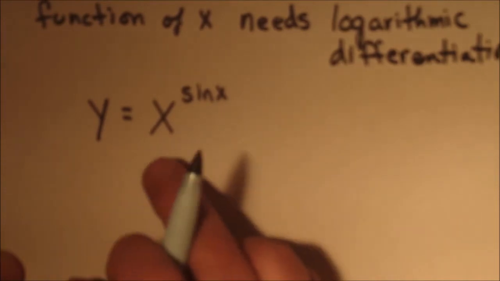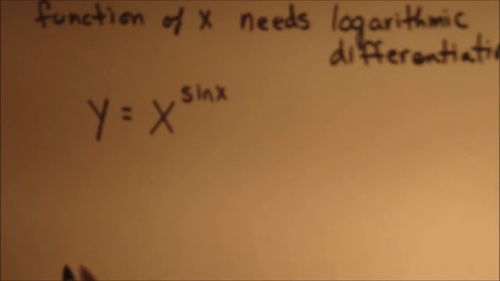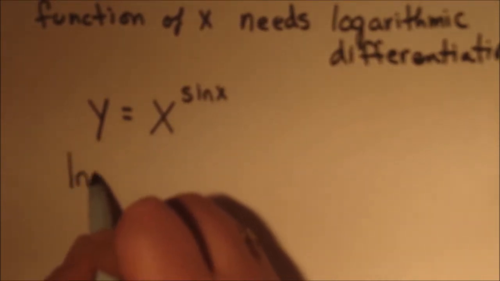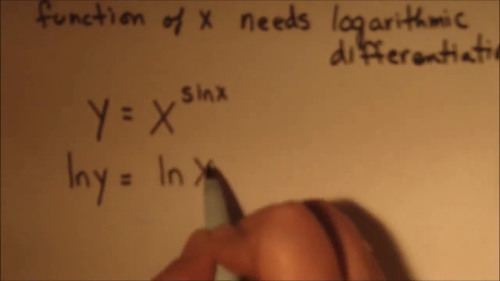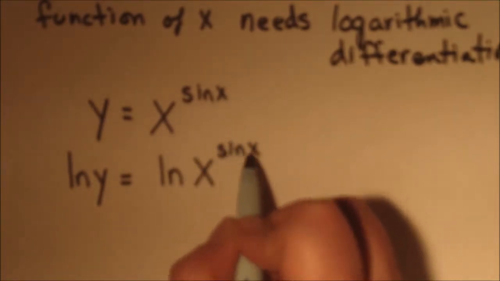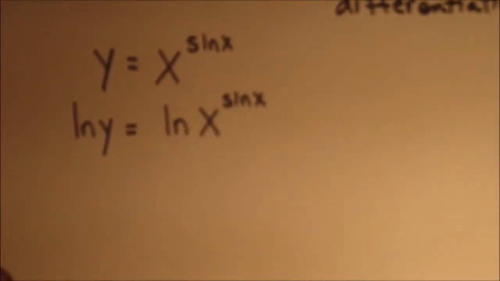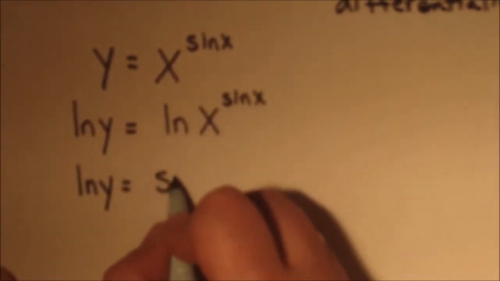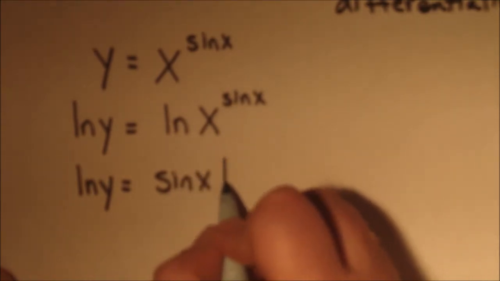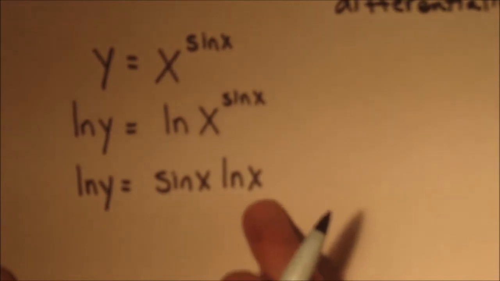So anytime we're using logarithmic differentiation, this isn't too different than the examples we've done so far. We take the natural log of both sides, and then we have these wonderful laws that work with the natural log function where I can take that exponent and drop that in the front. All right, so now I have sine x times natural log of x.